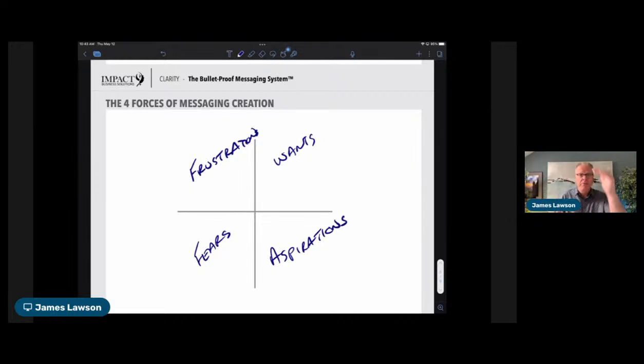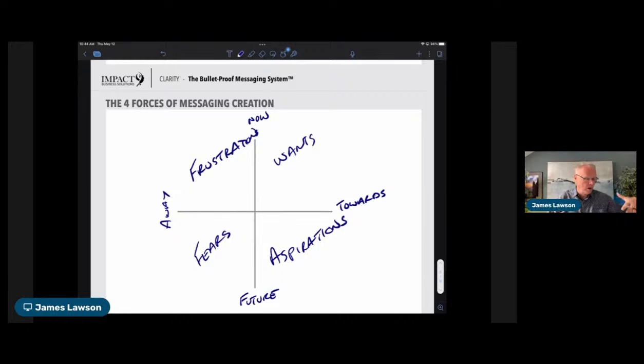And typically, when we look at frustrations and fears, these are things that they want to get away from. With wants and aspirations, typically what they're doing is they want to go towards that. Their frustrations and wants are what they're going through now, or what they want to get to in the immediate future. But then we do have the true future, which is their fears and aspirations. These are things that they're thinking about down the line.